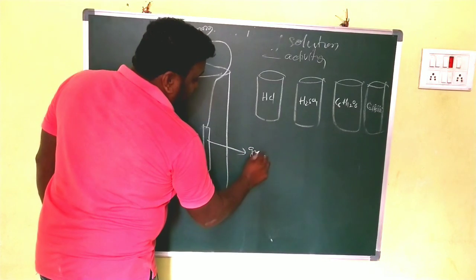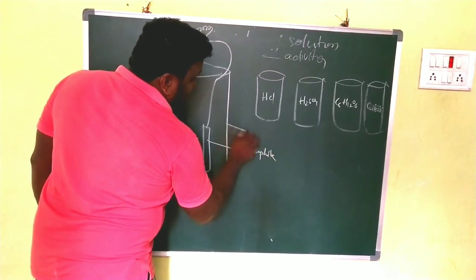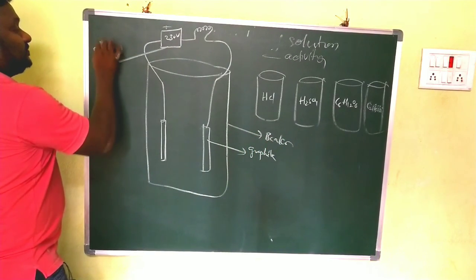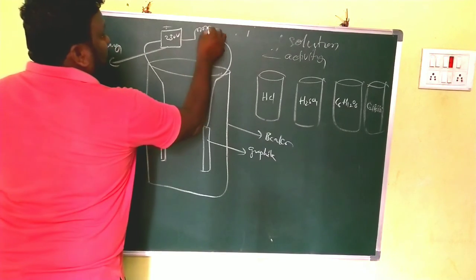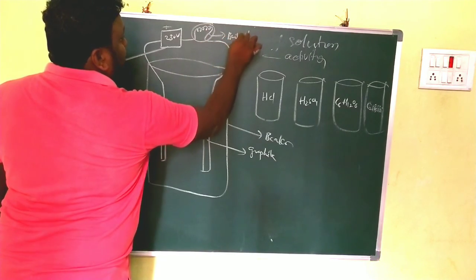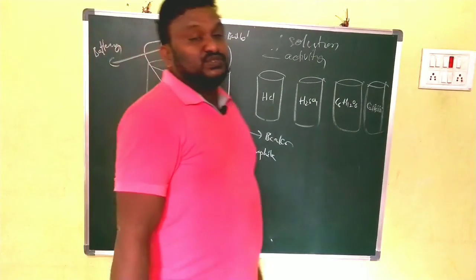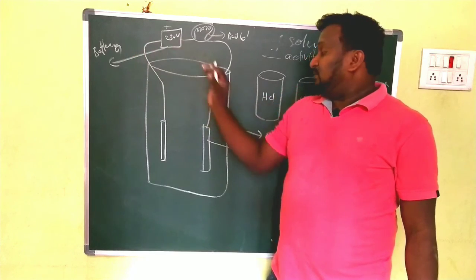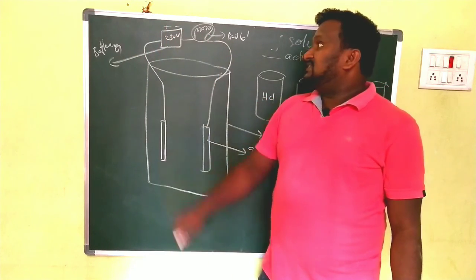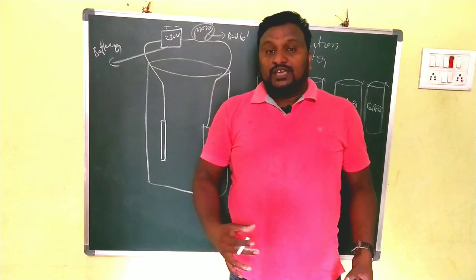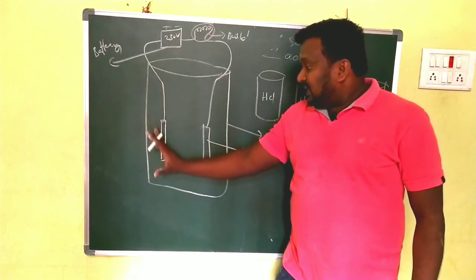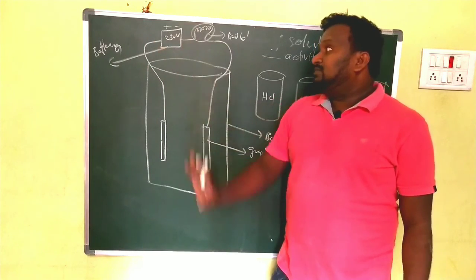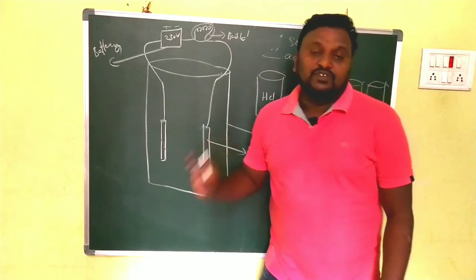This is the graphite rod, this is the glass beaker, this is the battery, and this is the electric bulb. One graphite rod is connected to the battery plus and the other to the battery minus. We take two graphite rods, one given to the positive and one to the negative of the battery through a bulb, as shown in the figure.